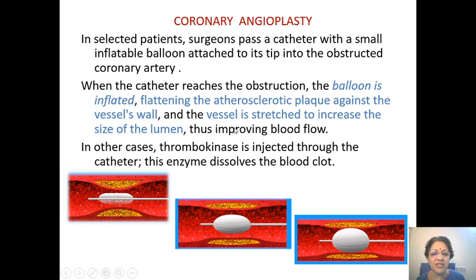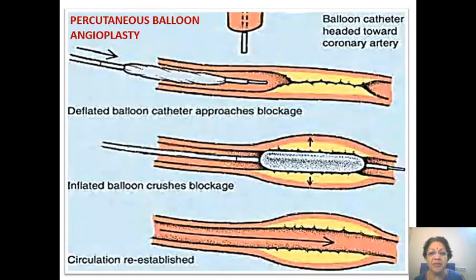Then the vessel is stretched to increase the size of the lumen. So when the balloon is fully pushed, this narrow area is widened. Then we can also insert medications, in this case thrombokinase. This enzyme dissolves a blood clot if it is also present there. Usually because there's a narrowing, there will be a slowing of blood, the tendency to develop a blood clot. So it's like a negative spiral. There is a narrowing, clotting will tend to happen. Because of that, more narrowing, because of that, more clotting will tend to happen. The pathology is, it goes off into a spiral.